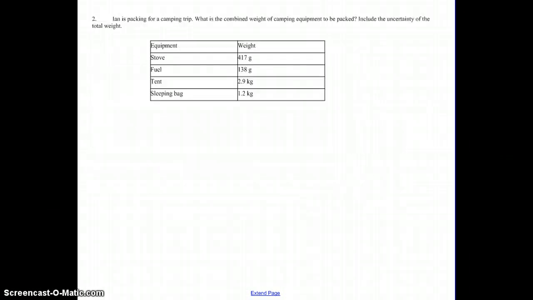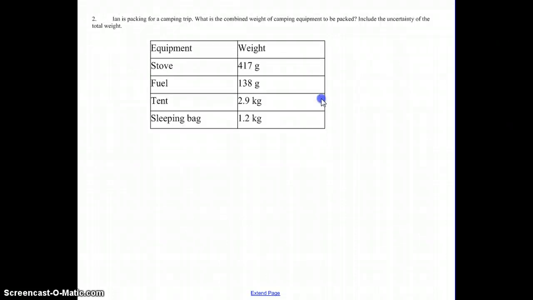So let's just look at an example here. If you have the weights of these 4 different types of camping equipment, and we want to figure out the total weight, including the uncertainty. First, we need to change the ones that are in kilograms into grams. So we multiply them both by 1,000. Okay, then we need to figure out the uncertainty for each one.